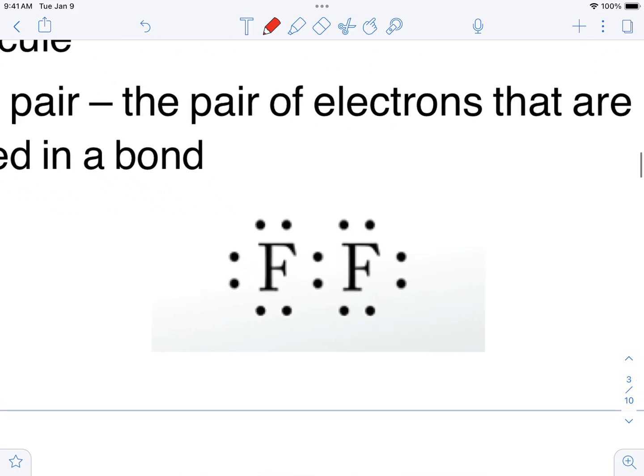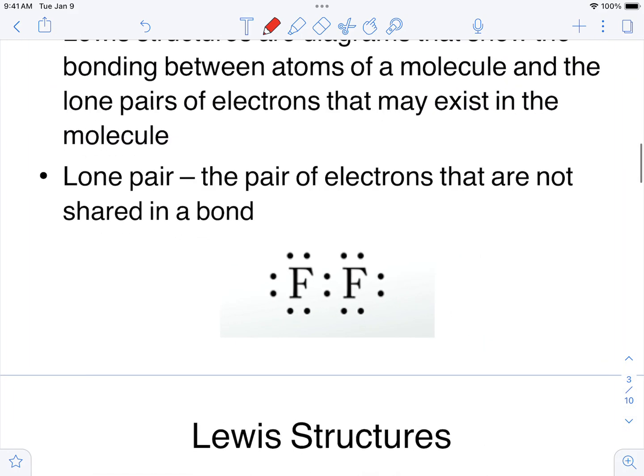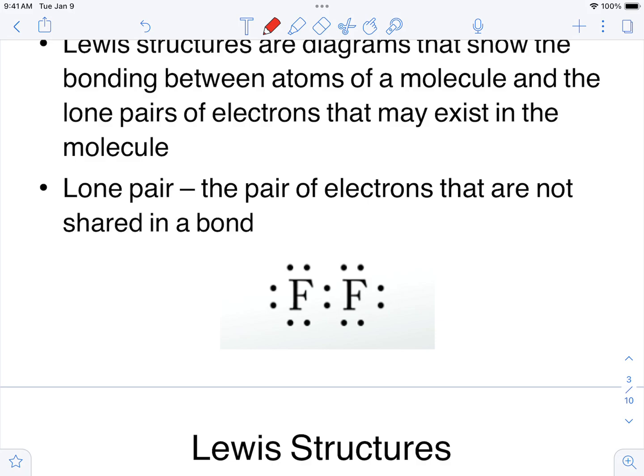So down in this picture here, we have 2 fluorine atoms. The 2 electrons, the 2 dots between the 2 fluorine atoms, they are shared electrons. They are bonded electrons. The electrons that I am circling in blue, these are lone pairs. So you can see that each fluorine atom has 3 pairs of lone pairs. Or they each have 6 electrons that they're not sharing.